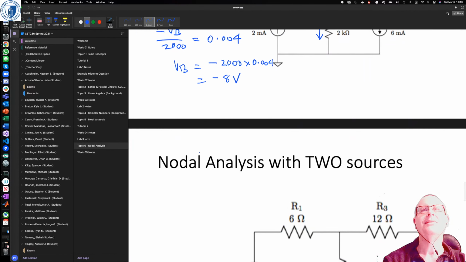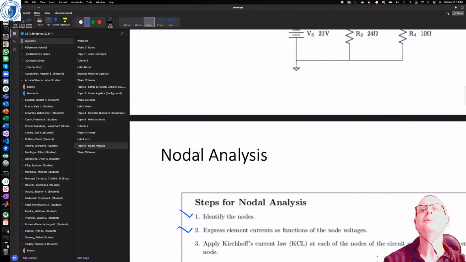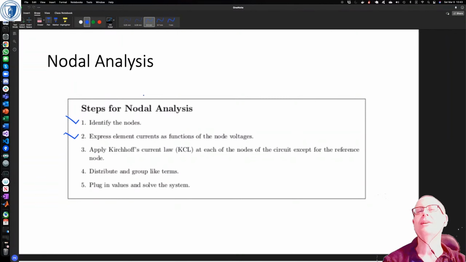Nodal analysis. So let's just wind all the way back and remember what nodal analysis does, right? Where mesh analysis does KVL, nodal analysis looks at KCL.